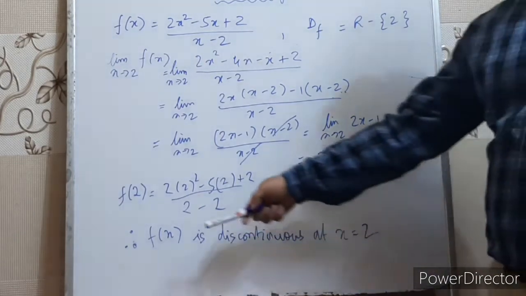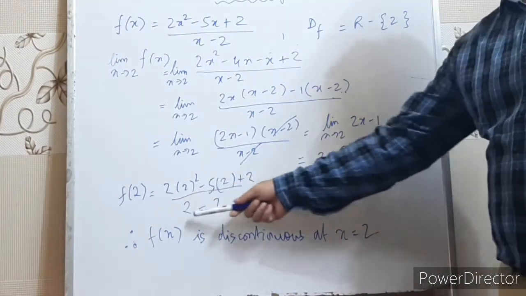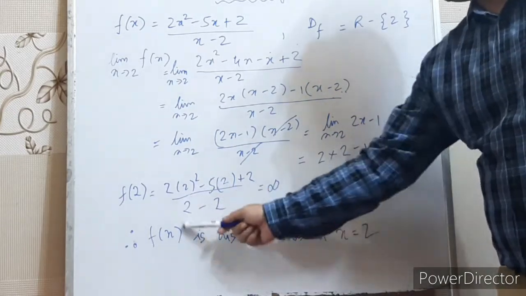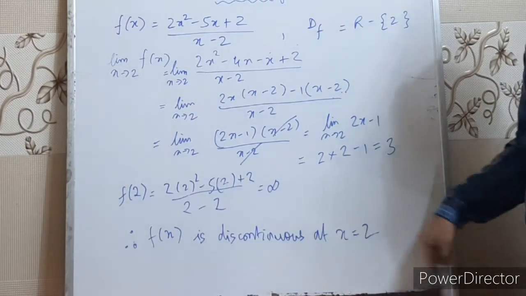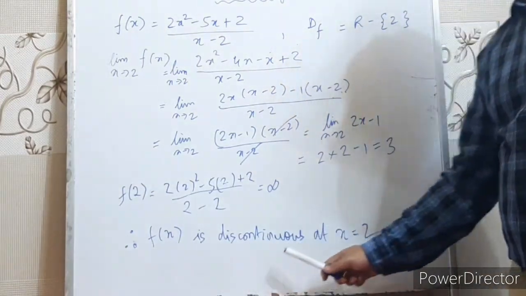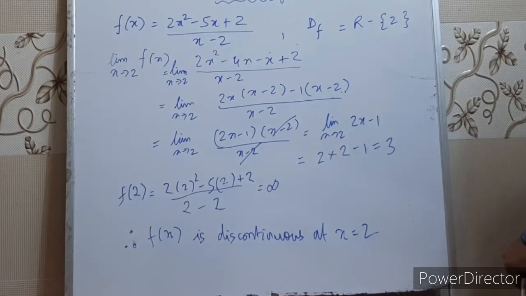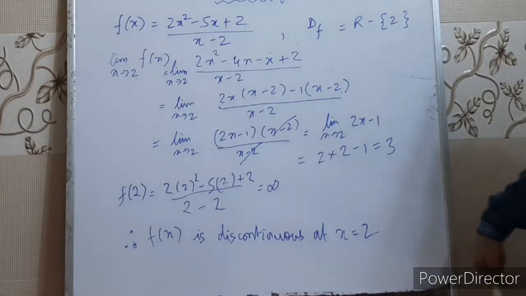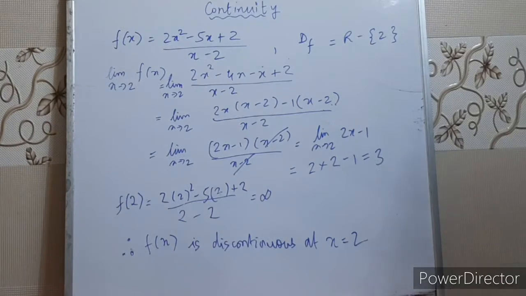And the value of the function, if you put x equals 2 here, what will we get? This upon 2 minus 2. X equals 2, that means this will get cancelled, so we'll get 0 in the denominator. And whenever we get 0 in the denominator, that means the function at 2 has no defined value. So we can conclude that f(x) is discontinuous at x equals 2. If the limit of the function exists and the value of the function does not exist, is not defined, then we can say that the function has, children.